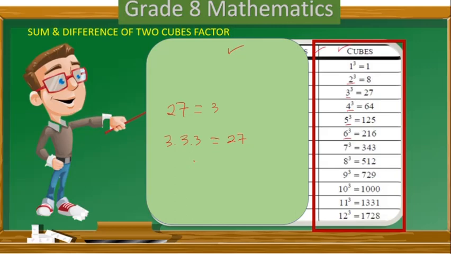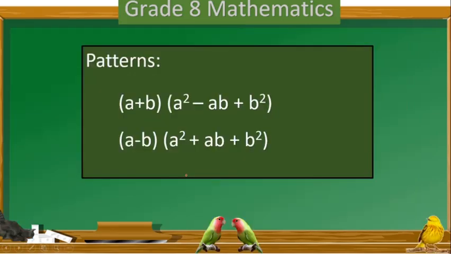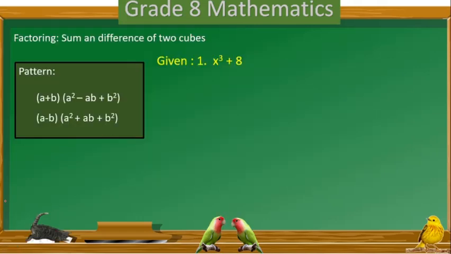Or simply in exponential form, 3 cubed, 3 the base, then 3 cubed is equal to 27. As I said, we look at the base as the cube root of 27. So in solving for the sum and difference of two cubes, we have two patterns to choose from.